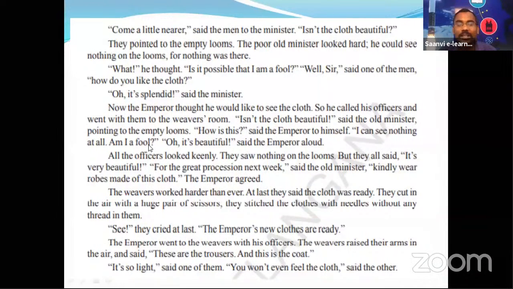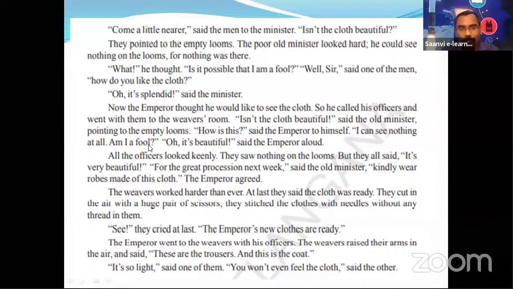The weavers worked harder than ever. At last, they said the cloth was ready. They cut in the air with a huge pair of scissors. They just acted like they were cutting the cloth. Actually, there was nothing in their hands. But they took the cloth and they just cut it. There was nothing. It means they pretended to cut.